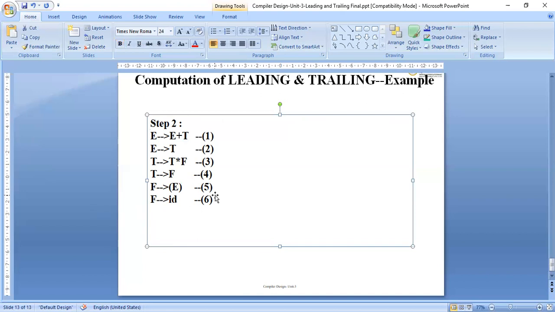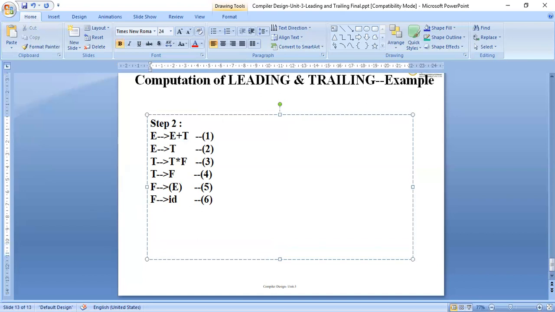We will move with leading of F. When you take up leading of F, what are the leading of F? As per rule 1, the first terminal symbol, you have the open bracket, and here you have ID.